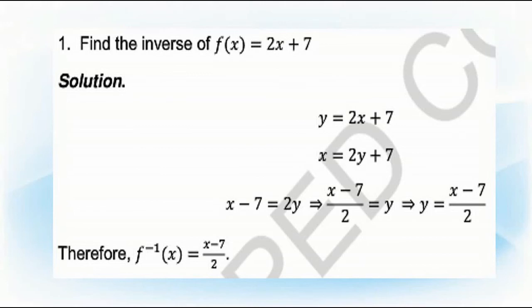let's divide both sides by 2. So that becomes x minus 7 over 2 is equal to y. So y is equal to x minus 7 over 2. Therefore, the inverse of the function f of x is equal to x minus 7 over 2.